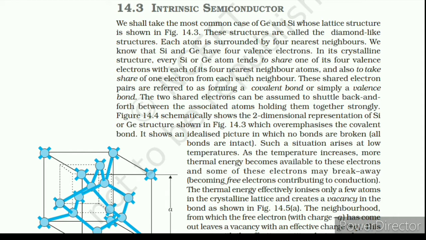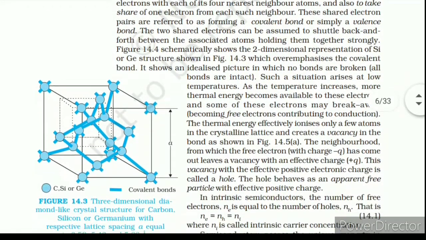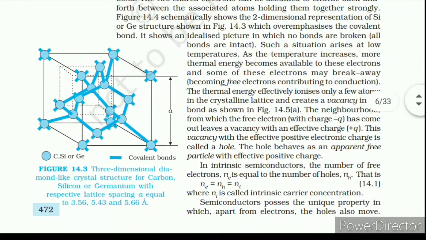Semiconductors possess a unique property in which, apart from electrons, holes also move. Suppose there is a hole at site 1 as shown in figure 14.5a. The movement of holes can be visualized as shown in figure 14.5b. An electron from the covalent bond at site 2 may jump to the vacant site 1. Thus, after such a jump, there is a hole at site 2 and site 1 now has an electron. Therefore, apparently, the hole has moved from site 1 to 2. Note that the electron originally set free is not involved in the process of hole motion.